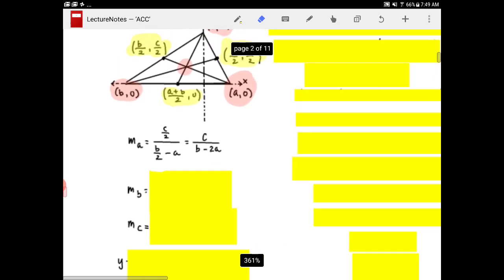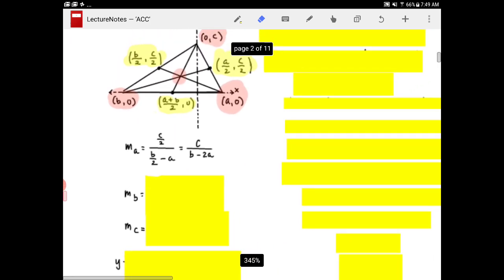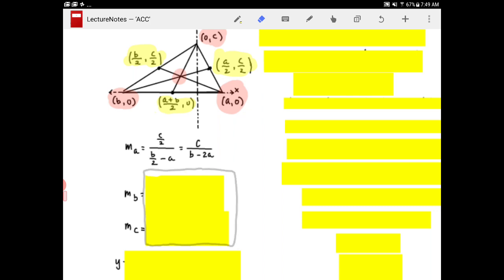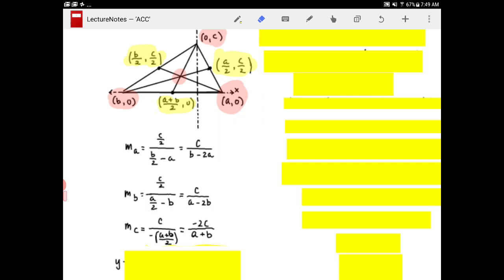I'm going to zoom right there so that you can see everything. Again, if at any point you need to pause the video to verify whether the computation here is accurate, please do that. All I did was apply change in y over change in x. Now that we have the three slopes, we are going to try and write out the equation of the line.